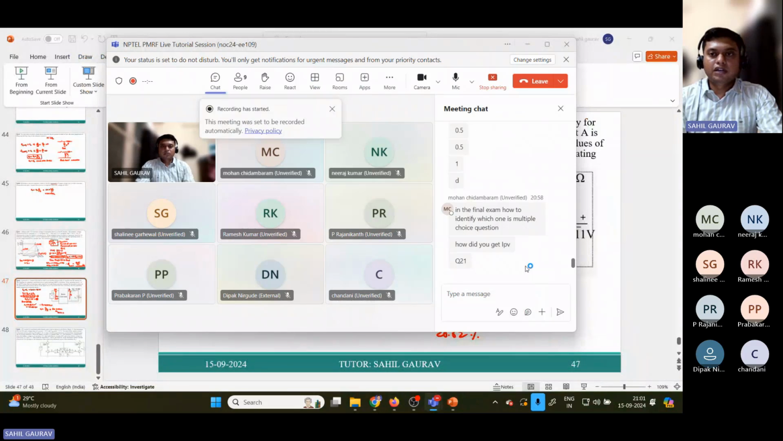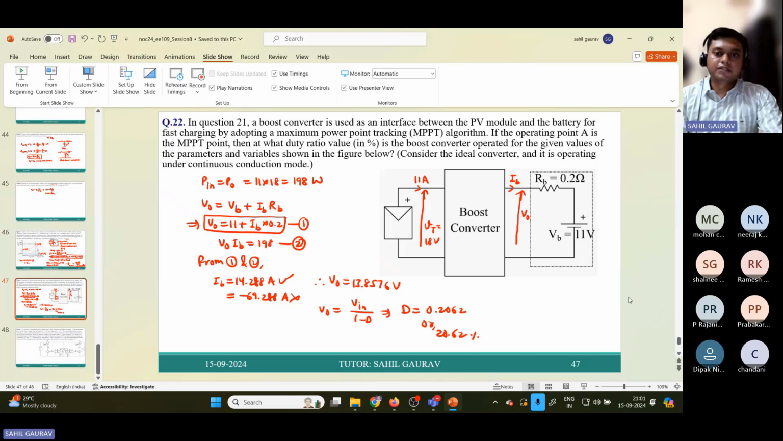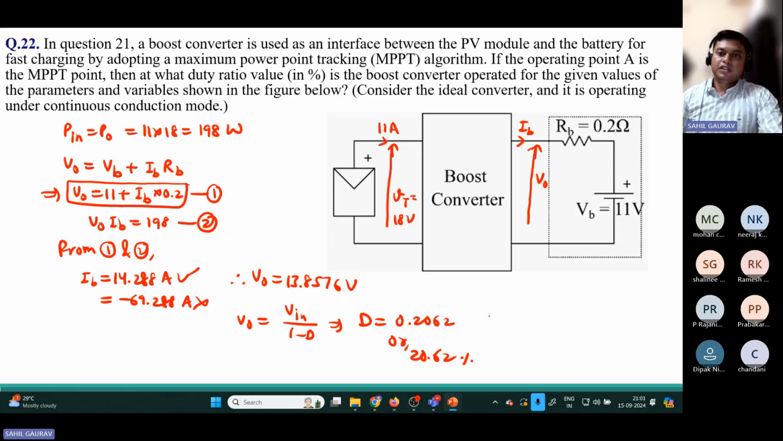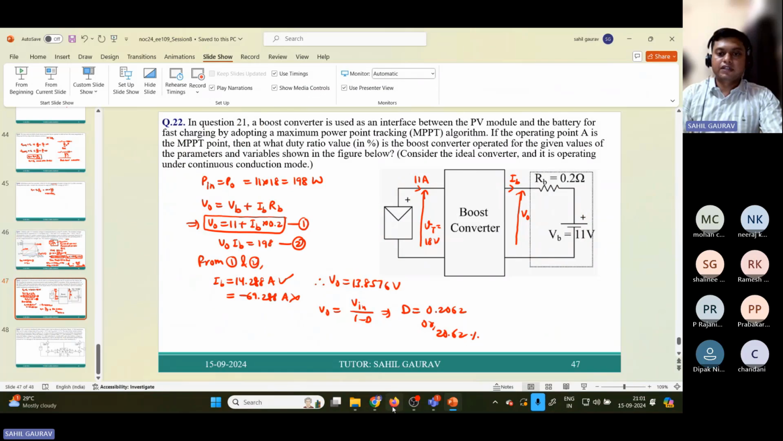In the final exam, how to identify which one is a multiple choice question? It is quite simple. They will give you this bracket shape. This is square. It means in the exam, if your options are given in this circular form, then it is single choice. And if the options are given in this square type, then it is multiple choice. And it is written above also, but from the option you can also identify.